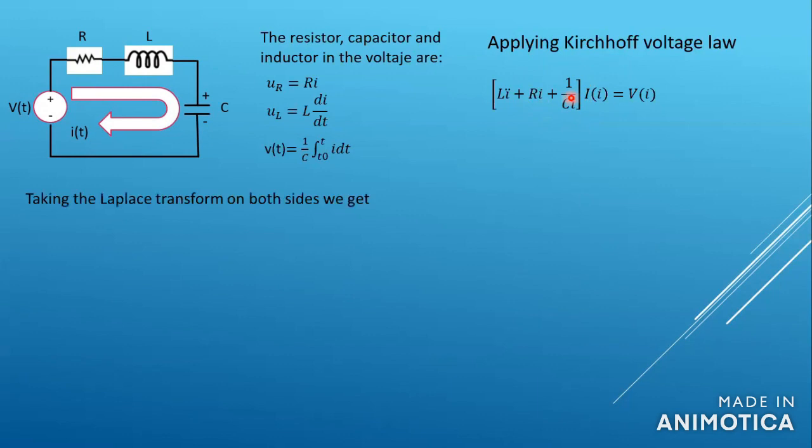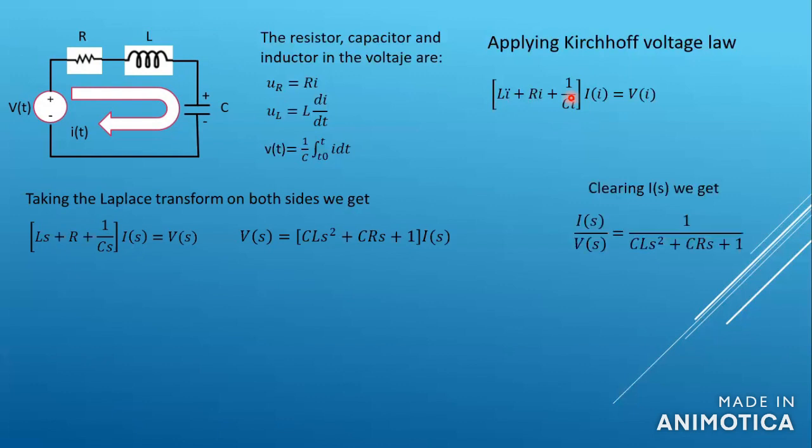So taking the Laplace transform on both sides, we get L s plus R plus 1 over C s times I(s) equal to V(s). Now, I prefer not to have divisions in the equation, so I multiply times C s. So I get C s V(s) equal to C L s squared plus C R s plus 1 times I(s). Now, clearing I(s), we get I(s) over V(s) is equal to 1 over C L s squared plus C R s plus 1.